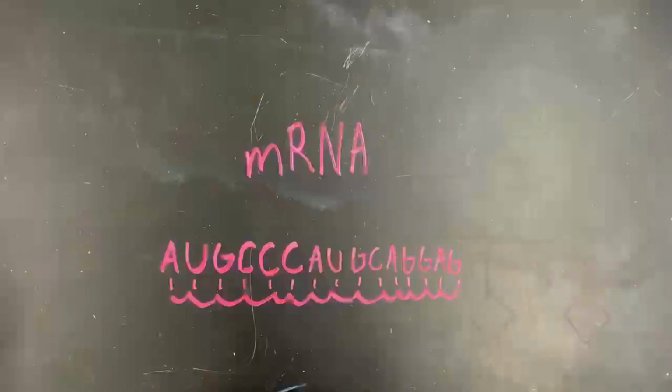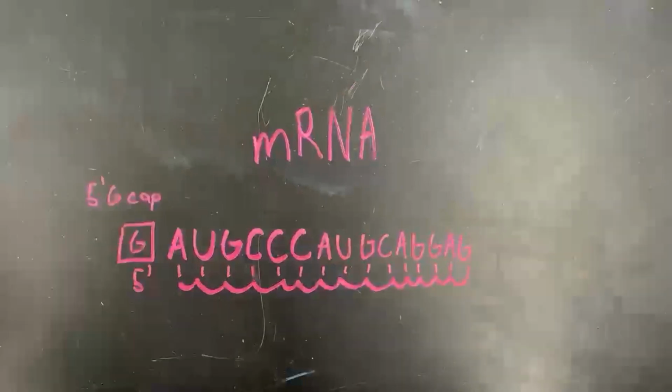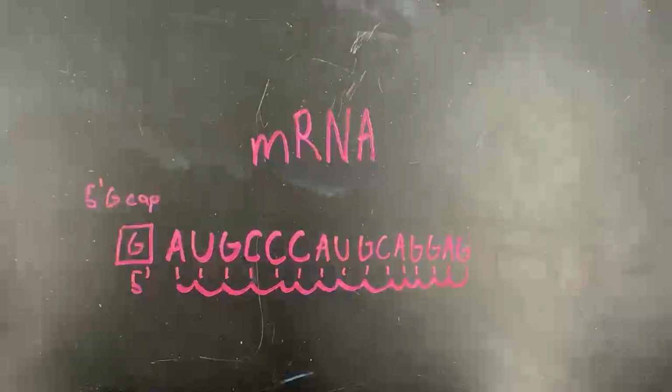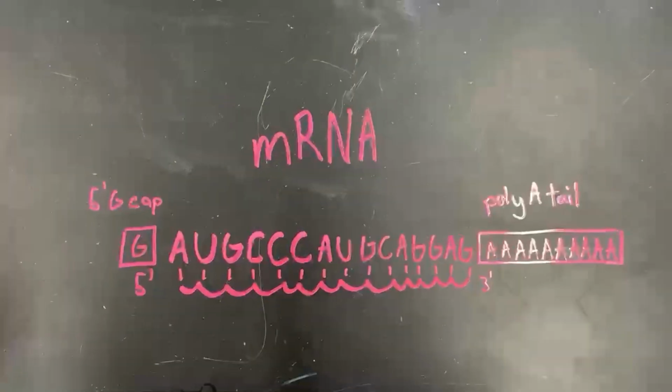After the mRNA is completed, protective ends called the 5' methyl G-cap and the 3' poly-A tail are added to form the mature mRNA transcript, which is then ready to leave the nucleus.